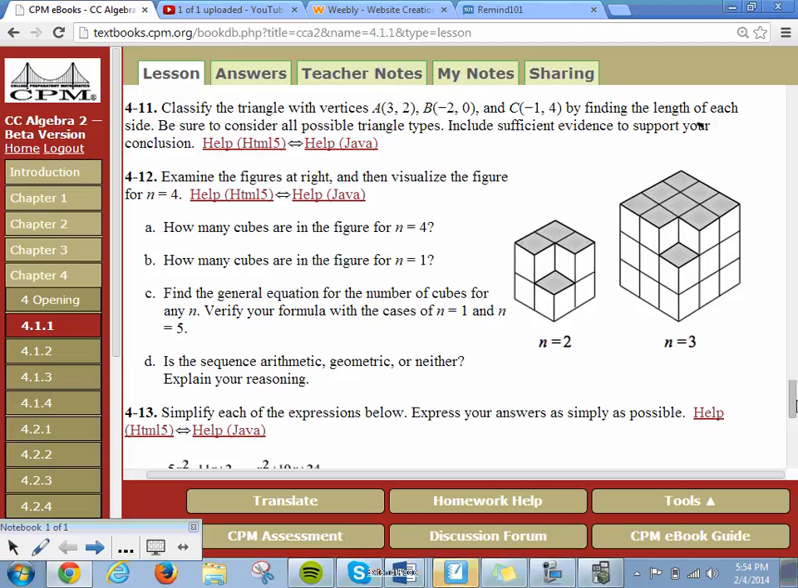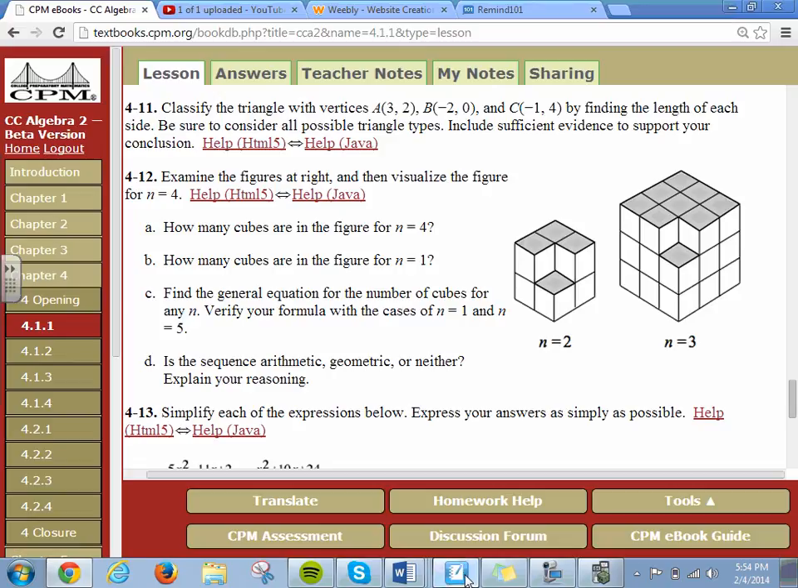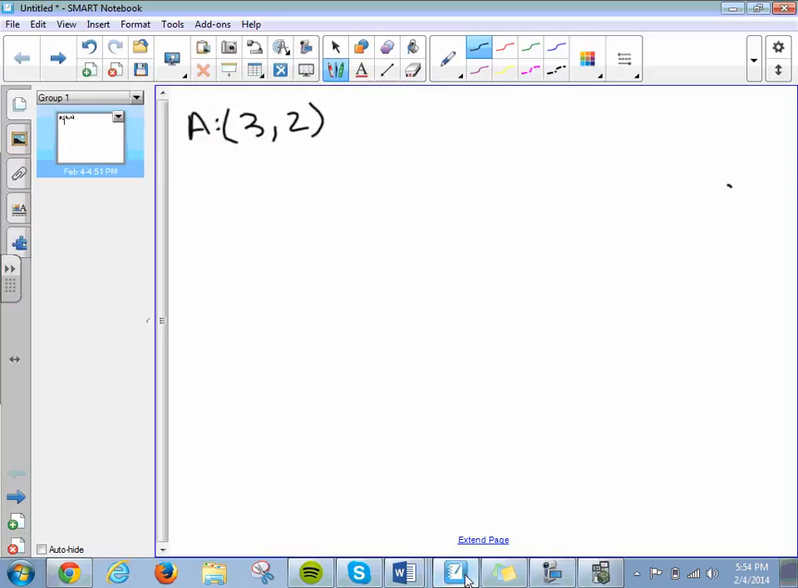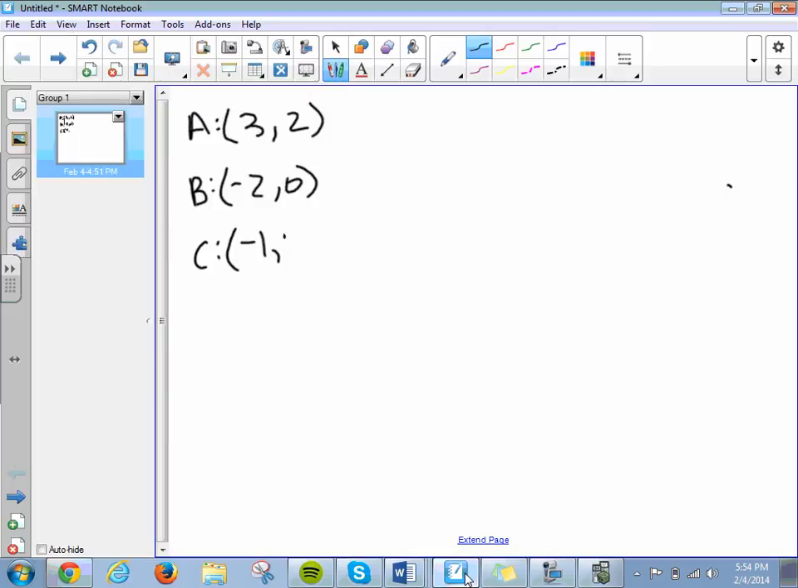What we want to do is have a grid in front of us and plot those points. So I'm going to flip back over and write my points. A is the point 3, 2. B is the point -2, 0. And then C is the point -1, 4. And so what you'll need to do here is either pull out some graphing paper or make up your own coordinate plane.